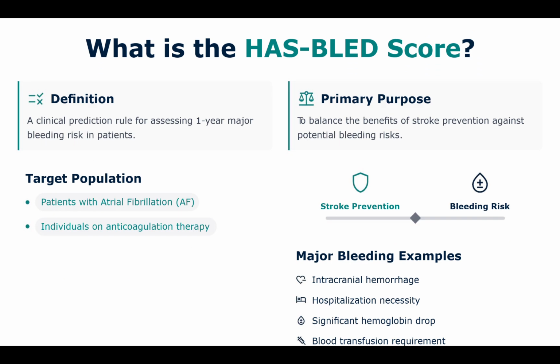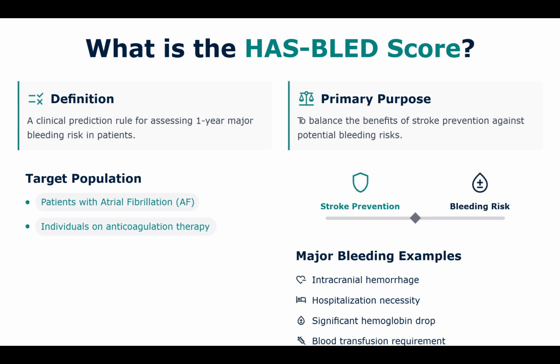So, what exactly is the HAS-BLED score? Simply, it is a clinical prediction rule designed to estimate a patient's 1 year risk of major bleeding. Its primary target population is individuals with atrial fibrillation, particularly those who are on anticoagulation therapy.